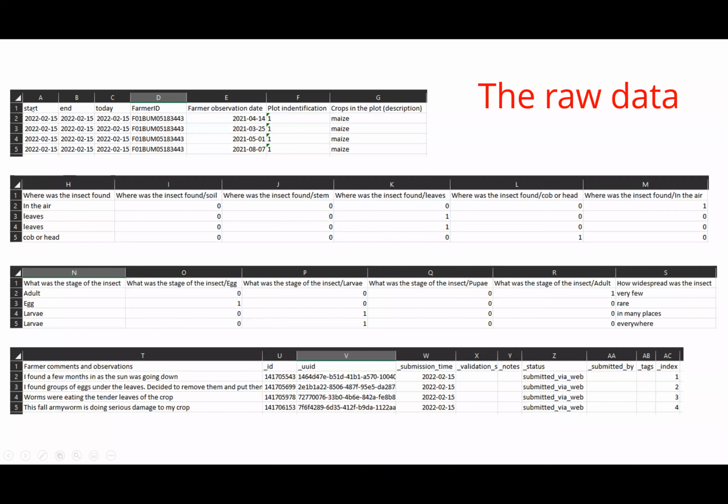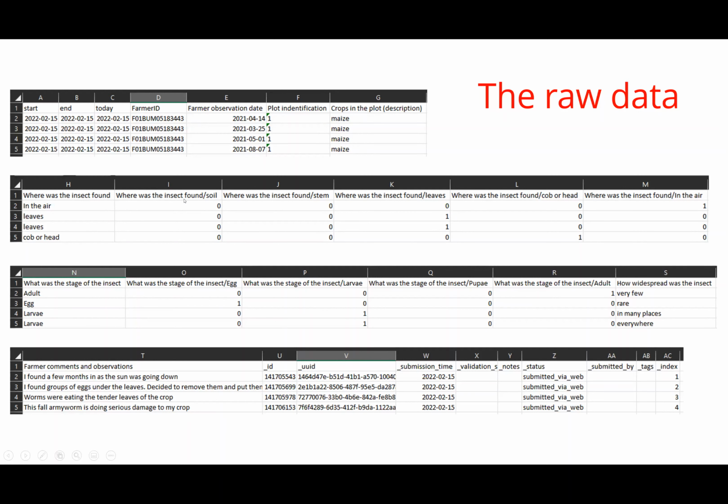So ODK gives us a start, end, and today as metadata on when this happened. There is a farmer ID, and there is a code here that was created as a unique identifier of the farmer by the project. There is a farmer observation date. This is when the data was collected, the observation was made in the field. There is the identification plot, and it was only one number. Crops in the plot, maize. The next variable was where was the insect found, and it was found in different places.